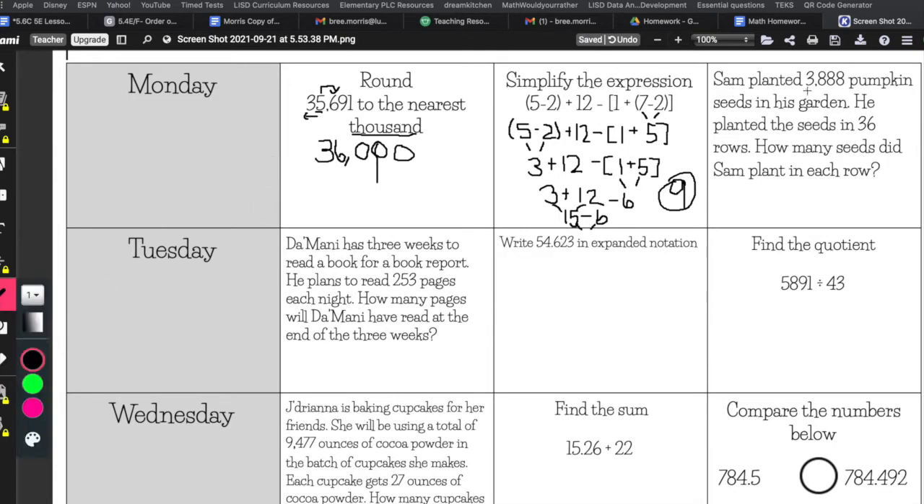Okay, Sam planted 3,888 pumpkin seeds in his garden. He planted the seeds in 36 rows. How many seeds did Sam plant in each row? We are dividing. They give us the total, and they tell us how many groups to split them into, and they want to know how many are on each row, how many are in each group.